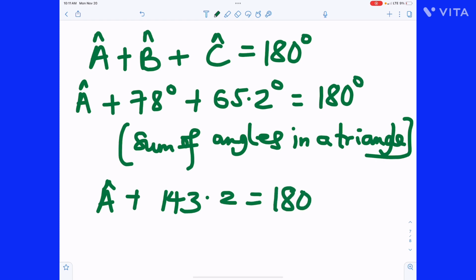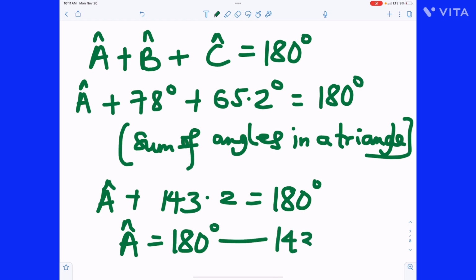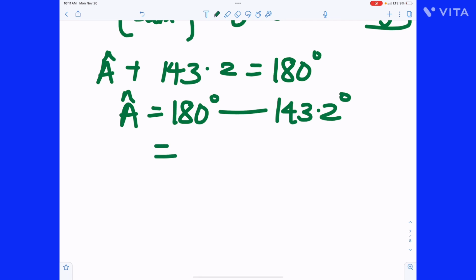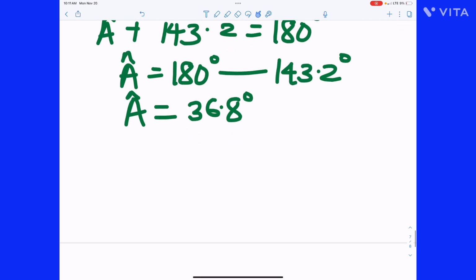143.2 is 180 degrees. So angle A is 180 degrees minus 143.2 degrees. What does that give you? 180 minus 143 is 37, minus 0.2, that's 36.8 degrees. So angle A is 36.8 degrees.